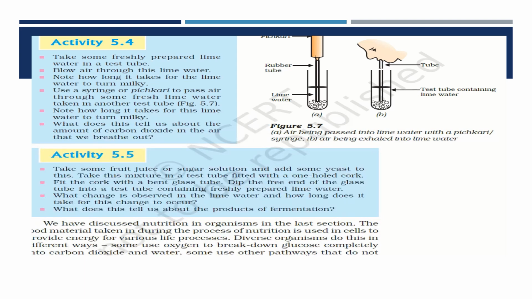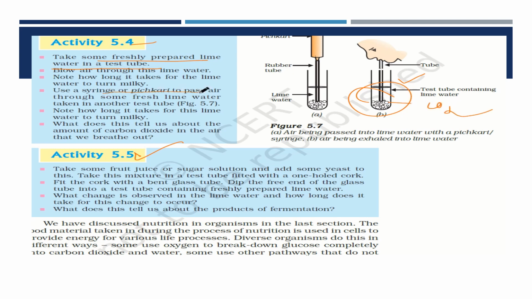Now here we are seeing two activities, activity 5.4 and activity 5.5. In the first activity, you take some freshly prepared lime water in a test tube. See, this is the test tube. Blow your air through this lime water. So when you are blowing air into lime water, what is happening? The lime water is turning milky. Why? Because once carbon dioxide mixes with lime water, it turns milky.